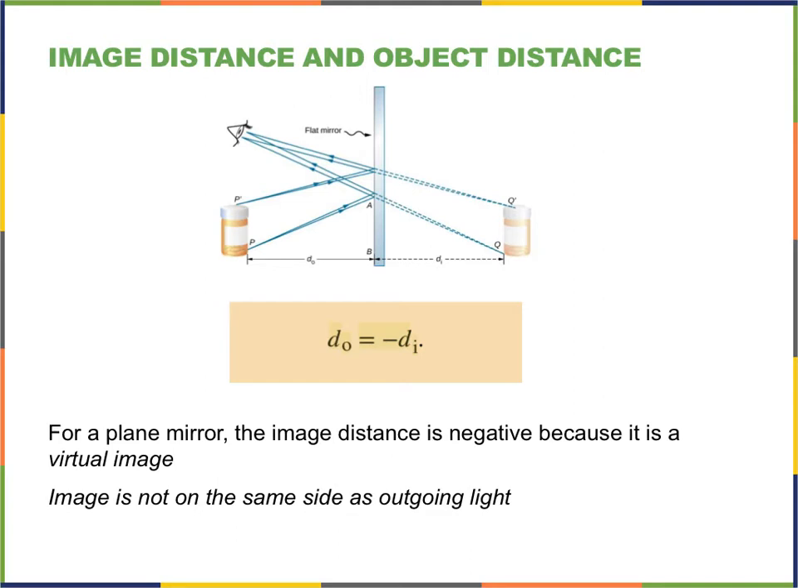One of the ways that they also talk about it is that the image is not on the same side as the outgoing light. You would expect the reflected light rays to come together to form the image, but they don't. They actually appear to have come from a common point. And again, that's another way of thinking about why it's a virtual image. And again, keeping in mind that the image distance is negative for this plane mirror because of the fact that it's behind the mirror.